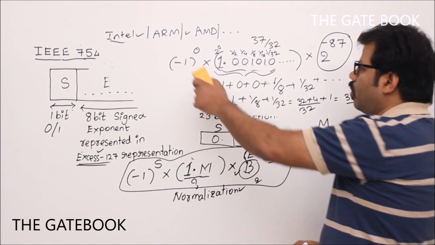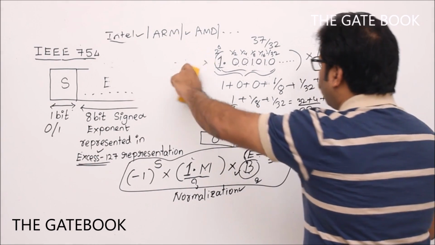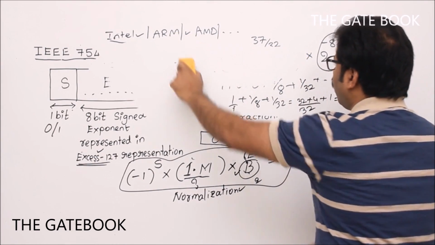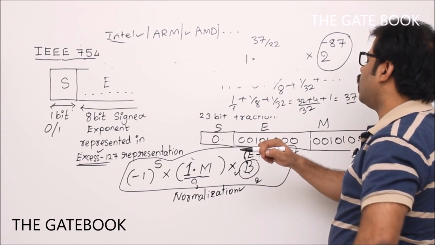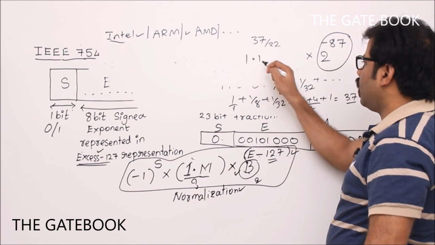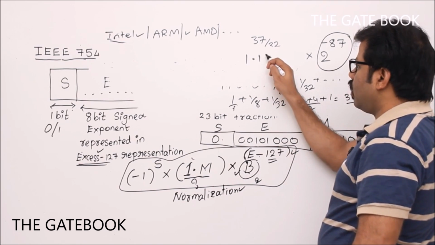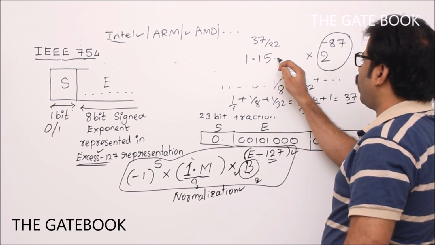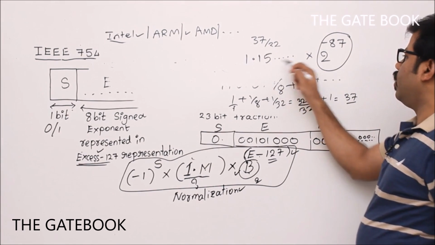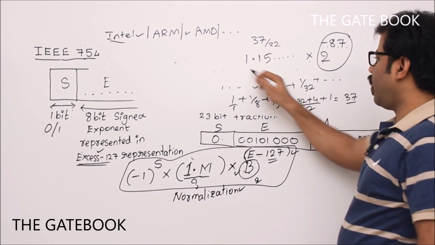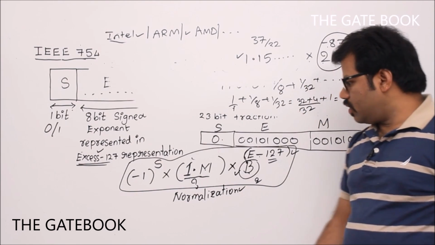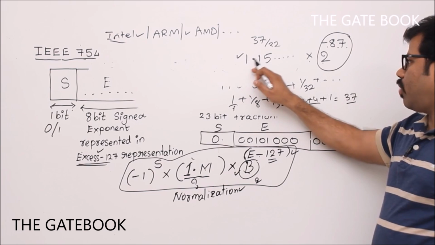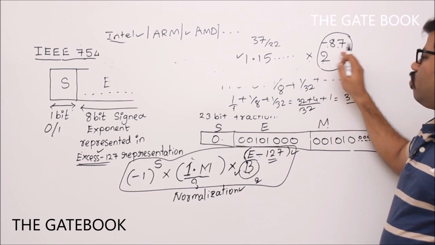So minus 1 whole power 0 is plus 1, correct? Now 37 by 32, if you simplify, it would be something like 32 1s are 32, 5, 50, 32 1s are 32, 18, 32 5s are... something you get 1.15 into 2 to the power of minus 87 is the final answer. So finally this binary pattern's meaning is 1.15 into 2 to the power of minus 87.